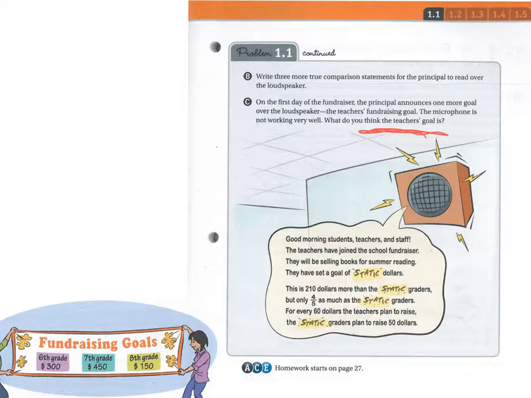So your job is to figure out what the teacher's goal is and to fill in each of these blanks. Good luck with this problem.